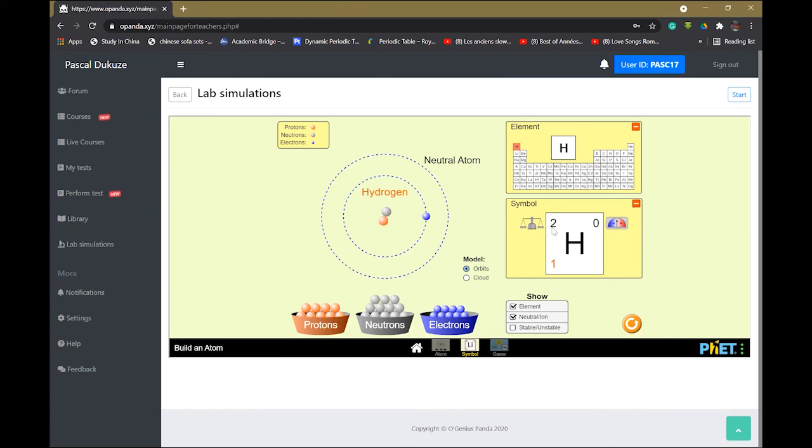Okay? So you can keep on changing the number of protons and neutrons. You check if the atom is neutral or an ion. Of course, you have to change the number of electrons to change the charge. And if you want to change the element, you change the number of protons. If you want to change the isotopes, you change the number of neutrons.